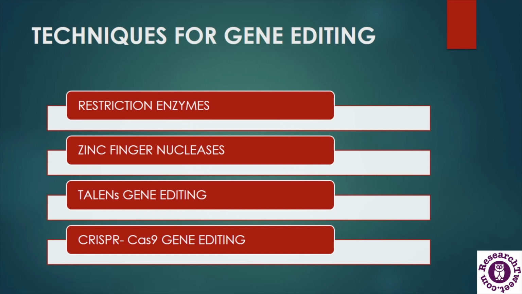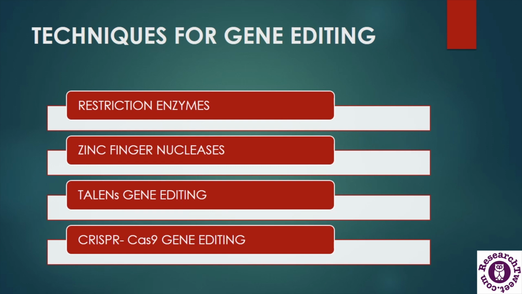Another technique is zinc finger nucleases. Zinc finger nucleases are composed of two parts: an engineered nuclease which is fused to zinc finger DNA binding domains, and these domains recognize a 3 base pair site on DNA which can be combined to recognize longer sequences. Thus the zinc finger nuclease increases the recognition potential.